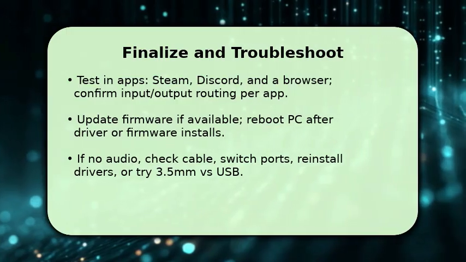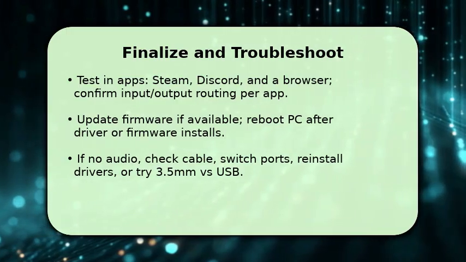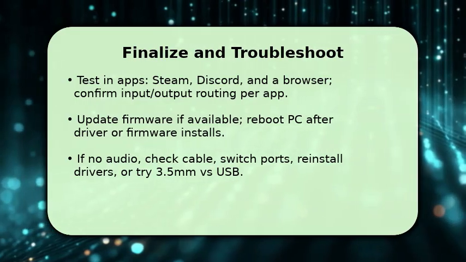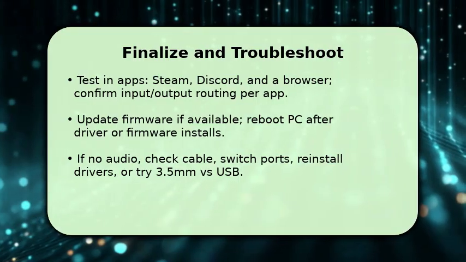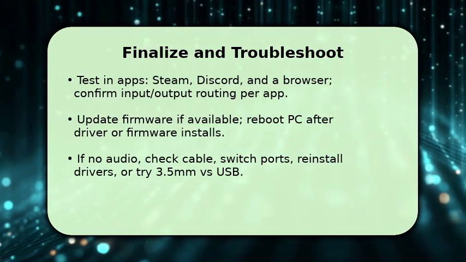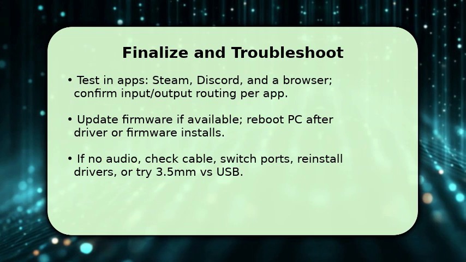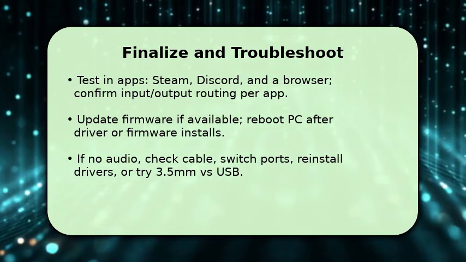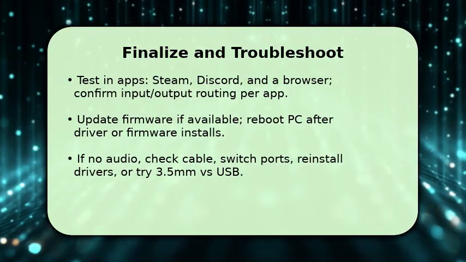For a quick troubleshooting tip, if audio or mic fails, swap USB ports or use the analog 3.5mm path to isolate the issue. Reinstall USB audio drivers if the device still isn't detected. If problems persist, note behavior and replicate on another PC to narrow down hardware versus software faults.